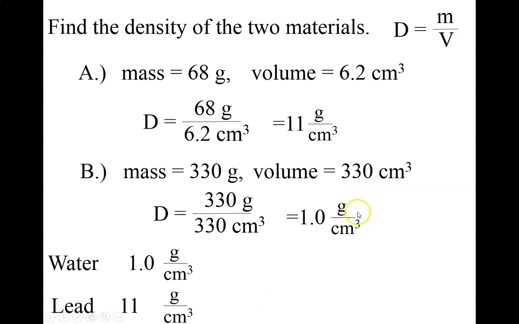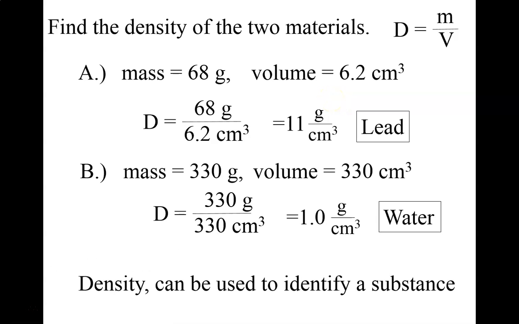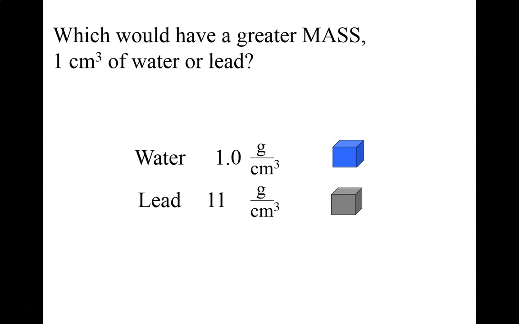Now I can use a table of substances to identify what a substance is made of. For example, we know that water has a density of 1, so B is probably made of water, assuming it looks like water and has similar other properties. And substance A is probably lead, assuming its other properties are consistent with lead. So density can be used to identify a substance.